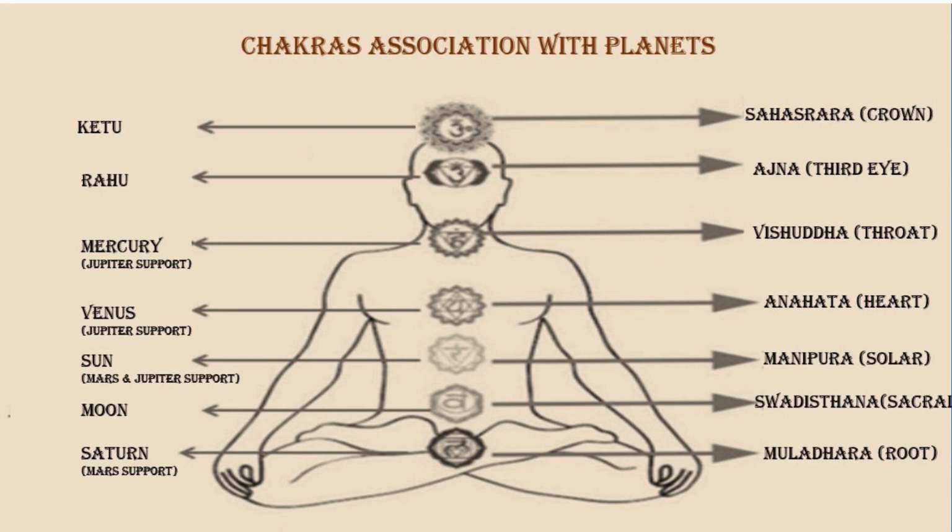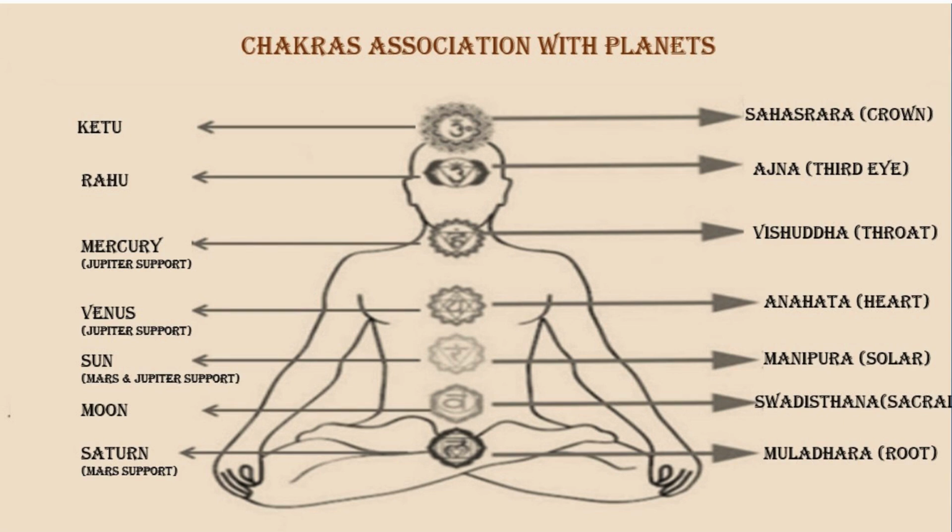Anahata chakra, or the heart chakra, the chakra of love, compassion, and unity, ruled by Venus, the planet of harmony and devotion, with Jupiter uplifting with divine wisdom. Vishuddha chakra, or the throat chakra, the voice, your truth, your communication center, ruled by Mercury, the master of expression. Jupiter again gives higher meaning to your words.